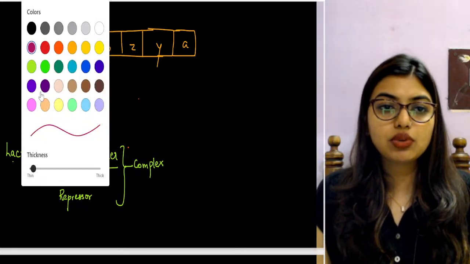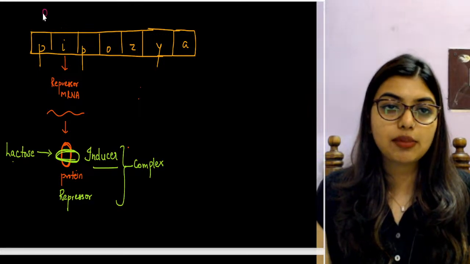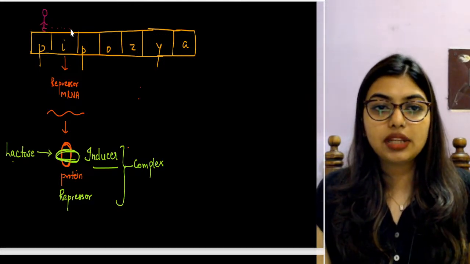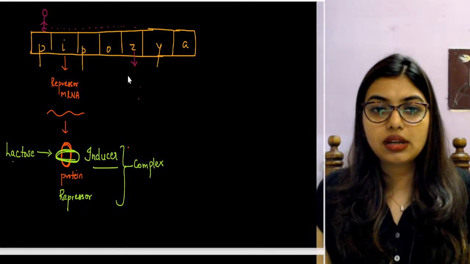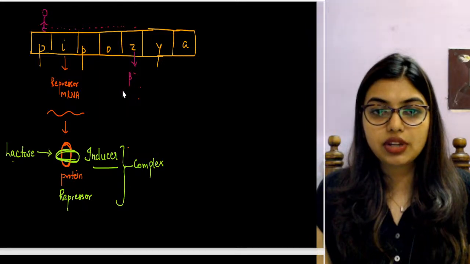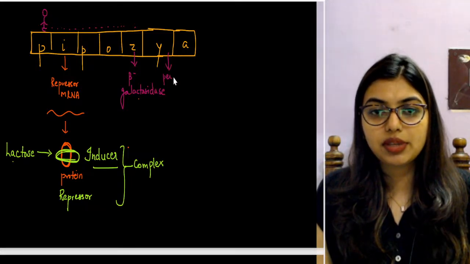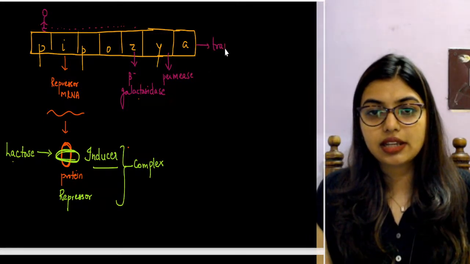Now you tell me, who is the happiest person here? It's going to be RNA polymerase. RNA polymerase will dance and come, and he'll happily do the transcription, and by the time he reaches here, beta galactosidase is going to get released. The Y gene is going to release permease. This is going to release transacetylase.